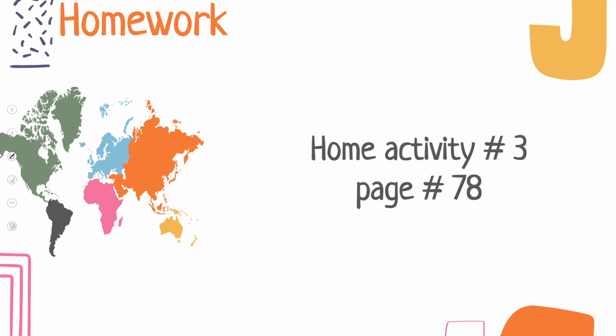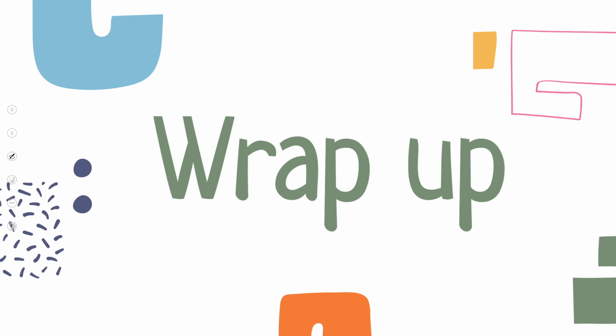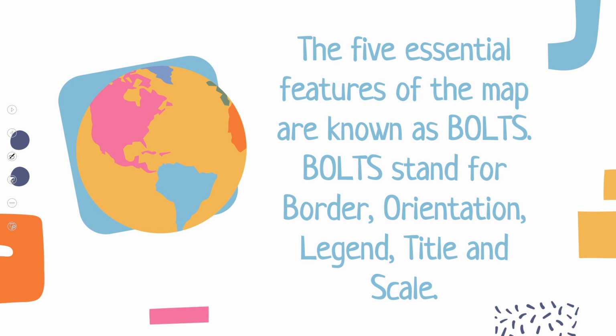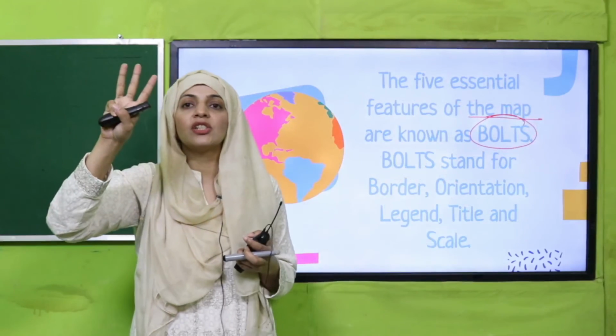So for homework, you will do home activity number 3 given on page number 78. And the wrap up of the lesson today, we have learned the 5 key essential features of the map, which is known as the BOLTS, which stands for the border, orientation, legend, title and scale.